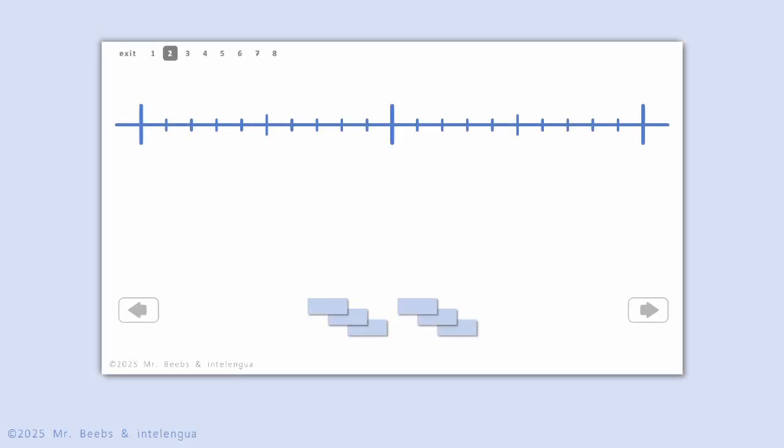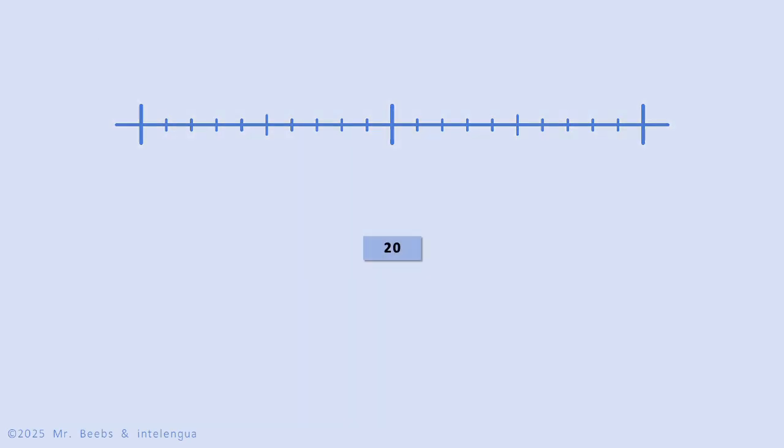Turn over a card and place the value on the number line. Okay, the first value is 20. This is a challenging version because we don't have any value to start. We'll have to find one, which means we have to think, especially for the first few. Let's think about it. Where is 20 likely to fall on the number line?